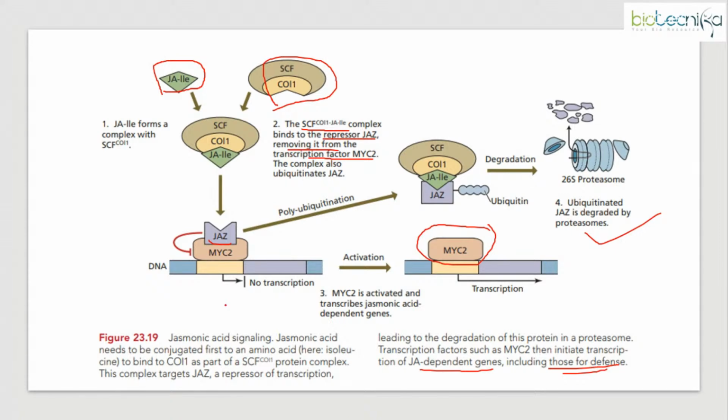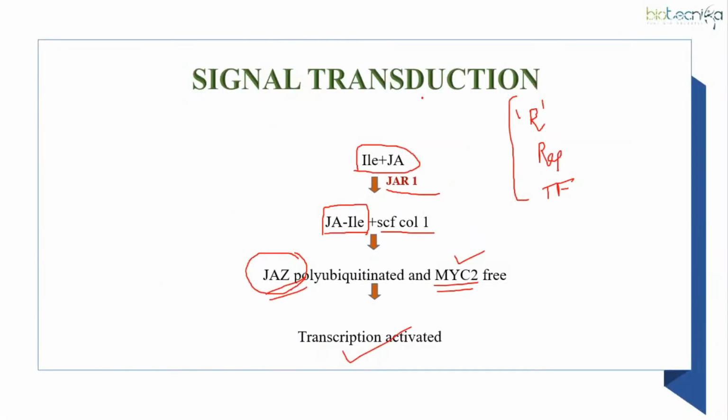Okay, so based upon signaling, they can ask you a question. Based upon the synthesis part also, they can ask you a question. So remember, be clear with these proteins' names, not to be confused. JAR1 is just an accelerator to form this combination, that is combining the jasmonic acid with isoleucine. JAS is the repressor here and MYC2 is the transcription factor here.